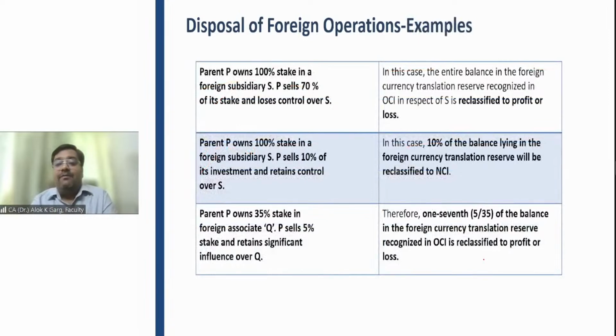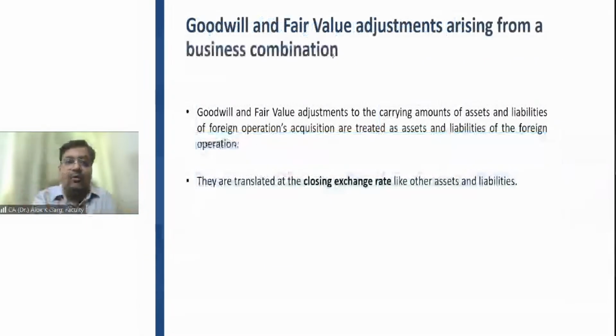Let's understand with the help of this example. Parent P owns 100% stake in a foreign subsidiary. It was a wholly owned subsidiary. P sells 70% of the stake and loses control over S.